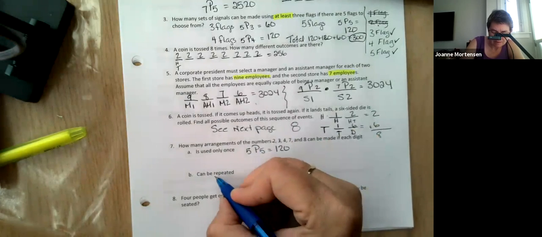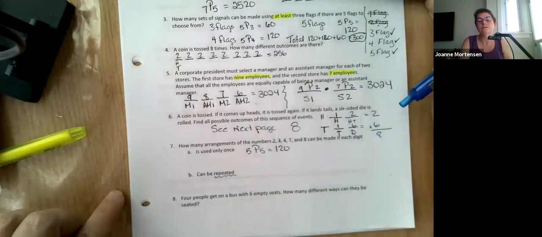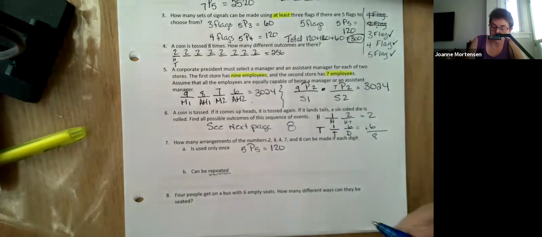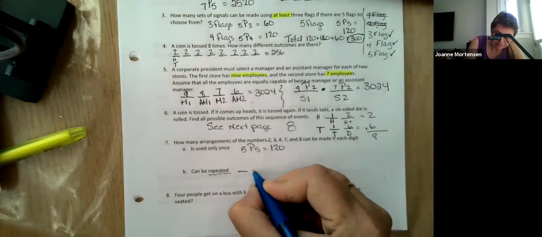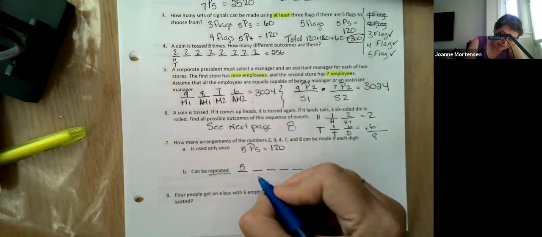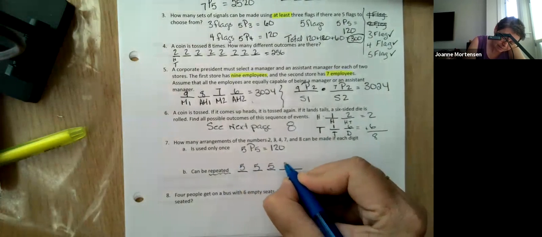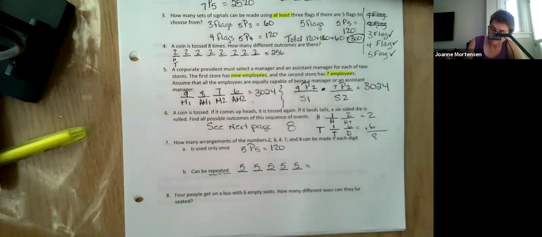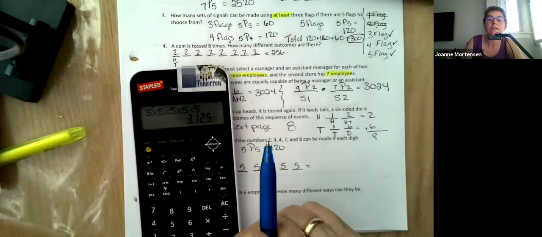Now, remember, I said you cannot do repeats with permutations because you're arranging theoretically actual objects. So repeats aren't allowed. So here you definitely have to use fundamental counting principle. So there's 1, 2, 3, 4, 5. And if I can repeat them, it's going to be 5 choices. And then I can use the same number again. 1, 2, 3, 4, 5.